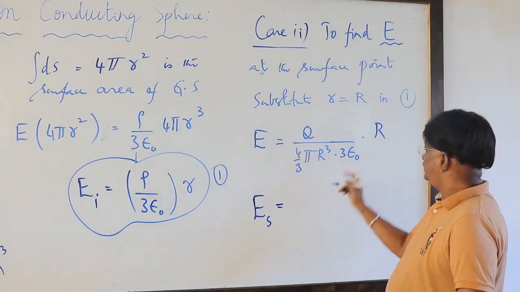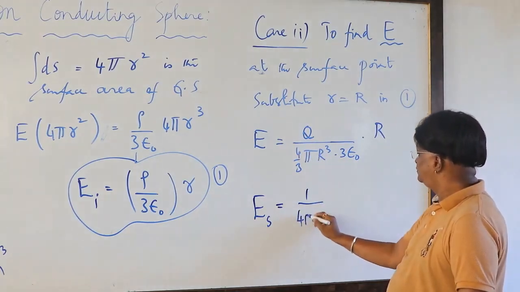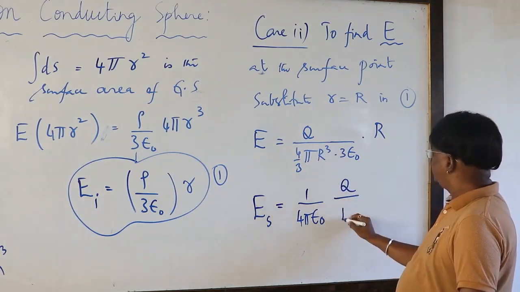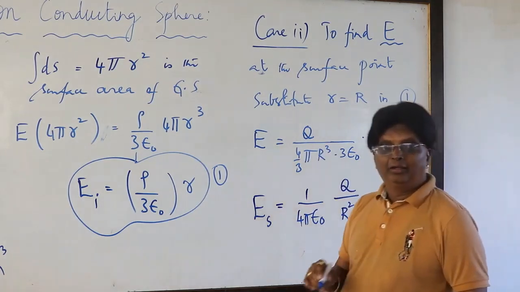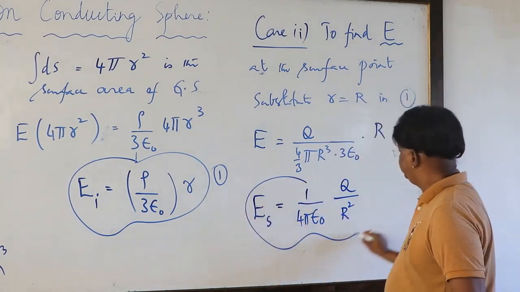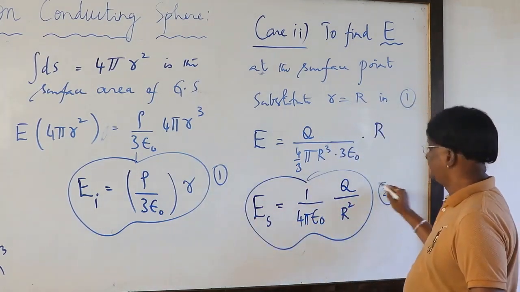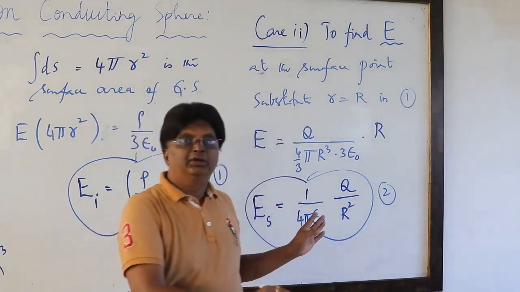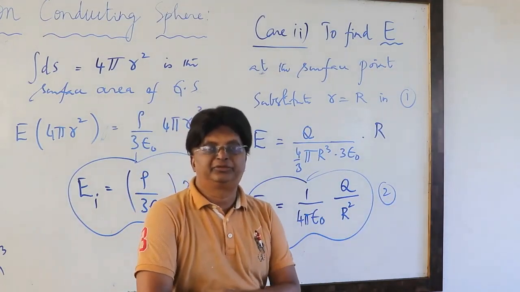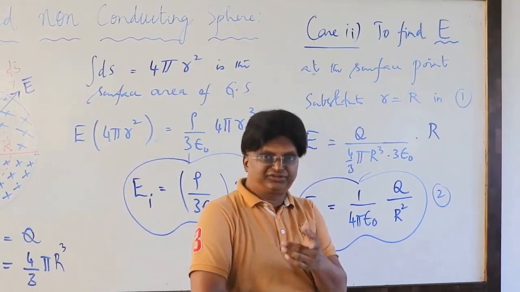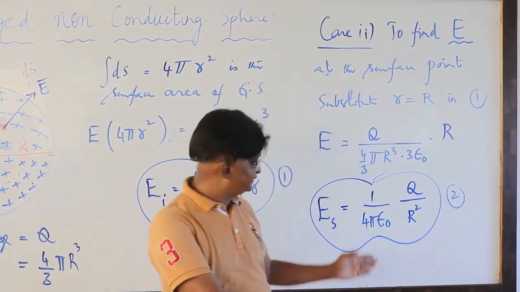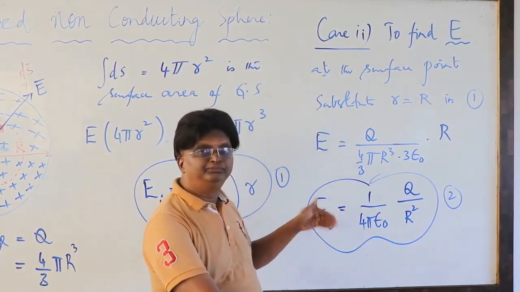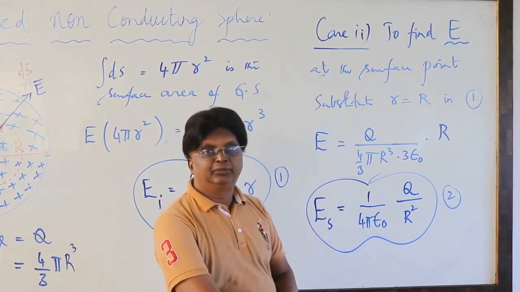ES is equal to 1 by 4 pi epsilon naught, with Q in the numerator and R square in the denominator. Look at this result, equation 2, which is on the surface. This result is similar to that of the conducting sphere or shell we have taken. What was the result on the surface? The same, 1 by 4 pi epsilon naught Q by R square. So here also it is the same case.